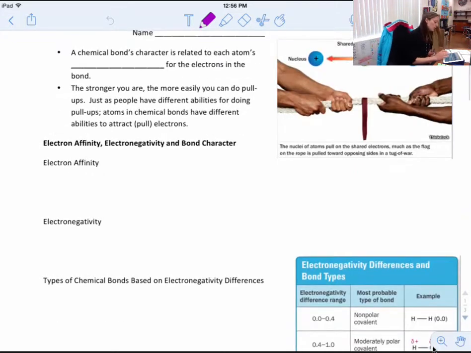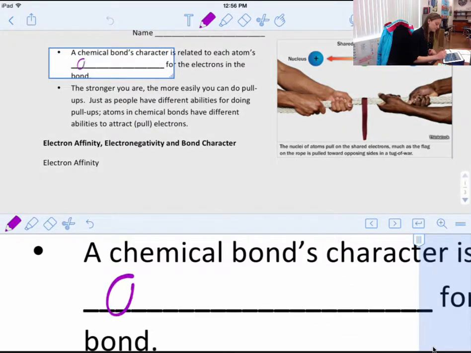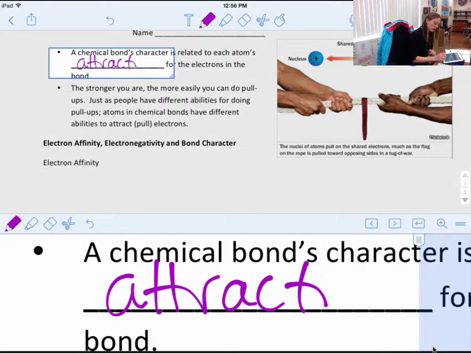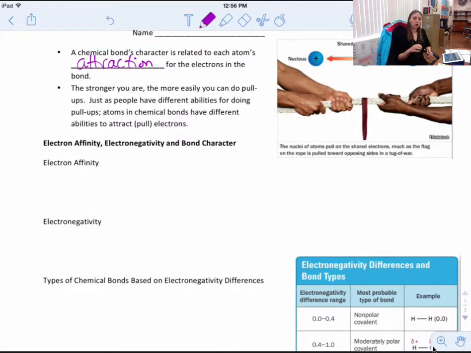Okay, so first off, a chemical bond's character is related to each atom's attraction for the electrons in the bond. So we're all about our electrons and how attracted they are to one atom or another atom. Okay, and the big idea here is that if you think about it with people, the stronger you are, the more easily you can do pull-ups. So just as people have different abilities for doing pull-ups, atoms have different abilities to attract or pull in electrons. You have to think of it as a tug of war between two atoms on the electrons.